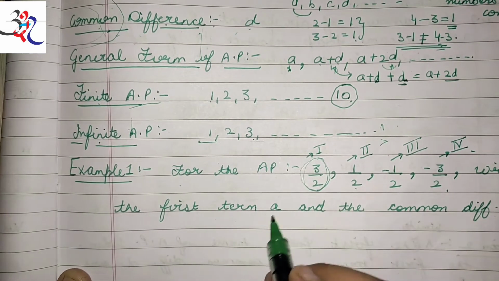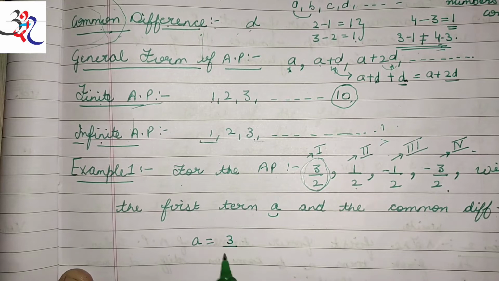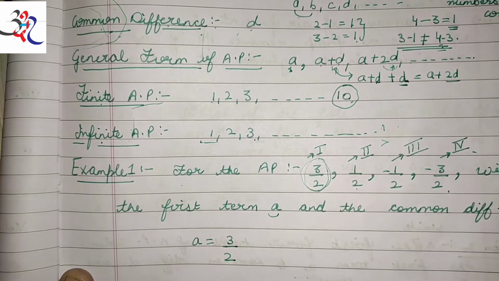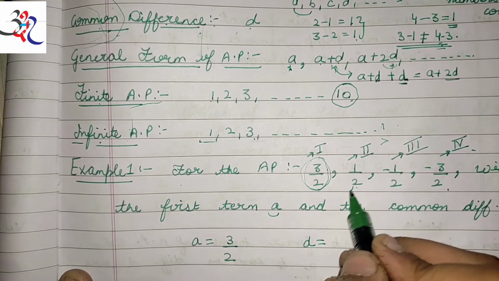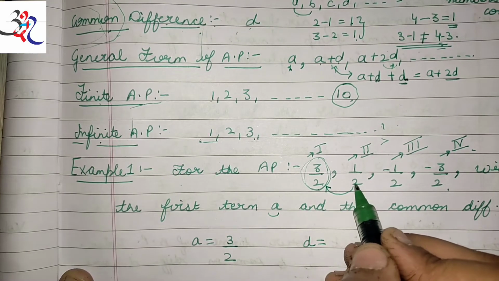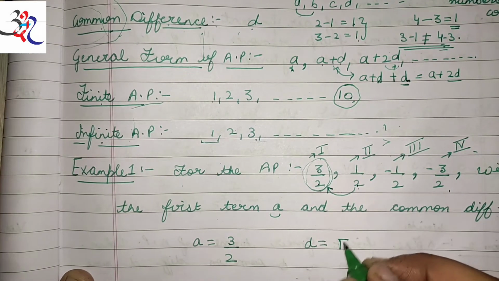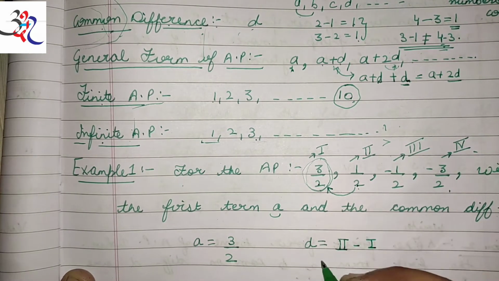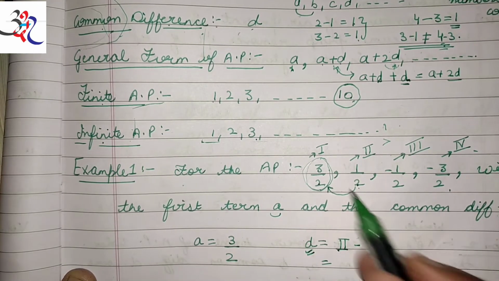So which will be my first term? First term is denoted by a. So the first term will be 3 by 2. And how to find this common difference? I have told you that the common difference is the value you get if you subtract your consecutive terms. Means if you subtract your first term from the second term, then you will get your common difference.